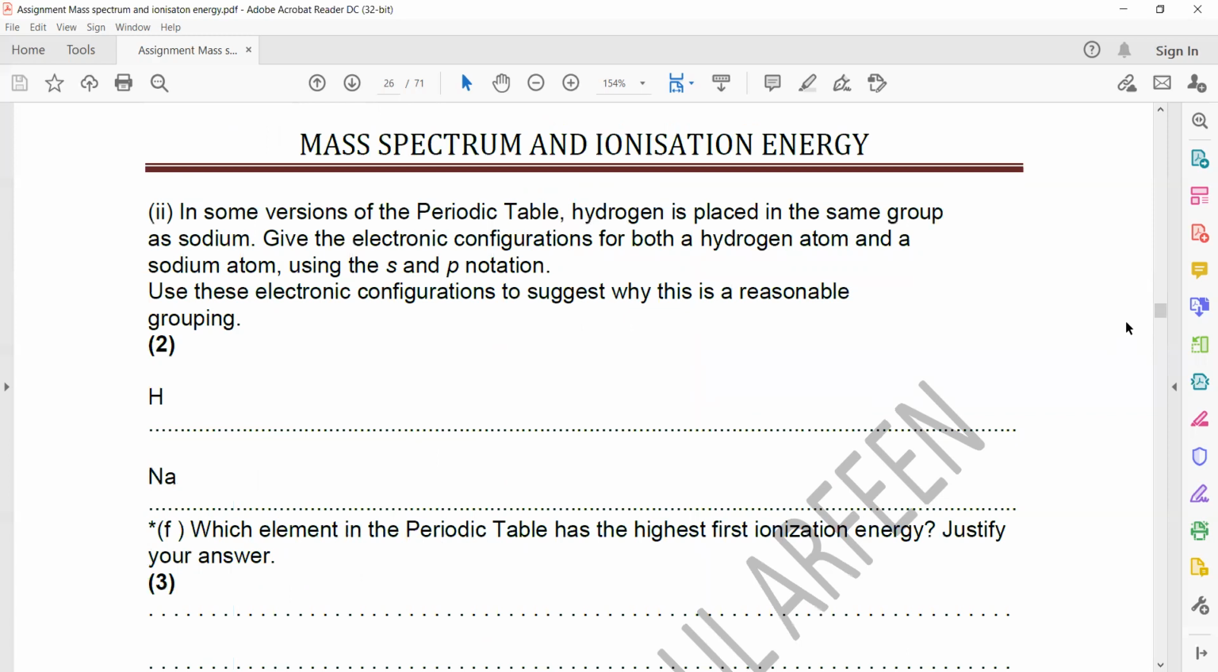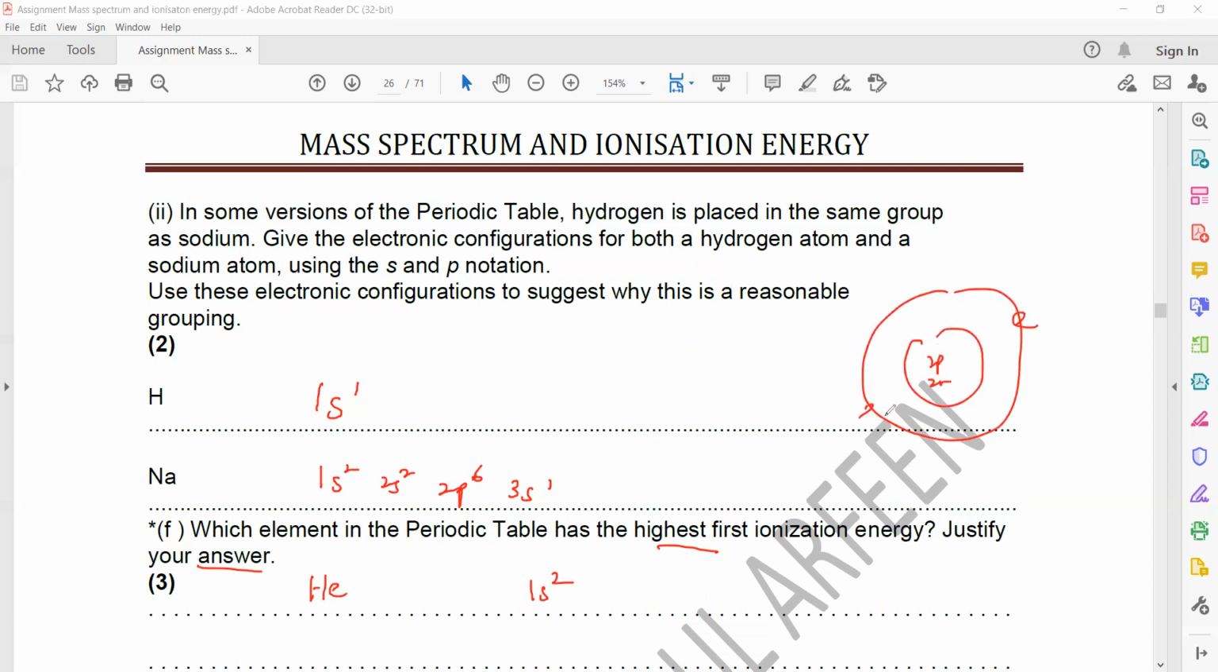Then in some versions of the periodic table, hydrogen is placed in the same group as sodium. Give the electronic configuration for both. For hydrogen it is 1s1, for sodium it is 1s2, 2s2, 2p6 and 3s1. Which element has the highest first ionization energy, and justify your answer. So which element has the highest ionization energy in the periodic table? That is helium. And why does helium have the highest ionization energy? Because its electronic configuration is 1s2, it has 2 protons, 2 neutrons, and the first shell is complete. So when we write the reason, we mention it has a complete shell.